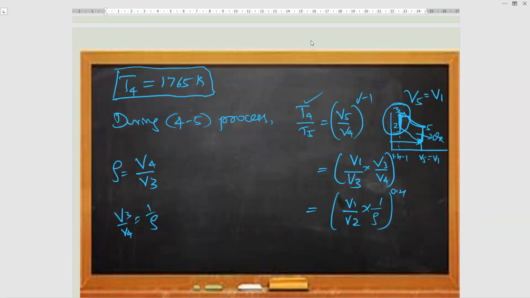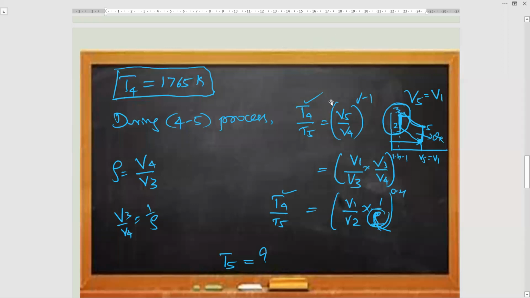Okay. So the question is, has rho been given? No. So T4 is known, T5 is not known. So T5 is equal to how much we need to find, but we don't know rho, that is the cutoff ratio, also. So to calculate the cutoff ratio, it is related to which process?